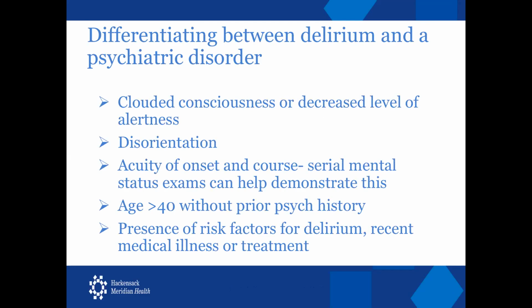As opposed to psychiatric disorders, similar factors apply. Psychiatric disorders are not going to cause a change in level of consciousness unless it's medication induced, which goes in the category of delirium and not the psychotic illness itself. Disorientation is not part of psychiatric illness; it's more seen with delirium. Same thing with acuity. Age is another important differentiating factor for psychiatric illnesses. You're not going to have an 85-year-old with the first episode of psychotic illness. It just doesn't happen. So if there's no history of psychiatric illness in the past, more than likely you're dealing with delirium. And then look at the other risk factors.